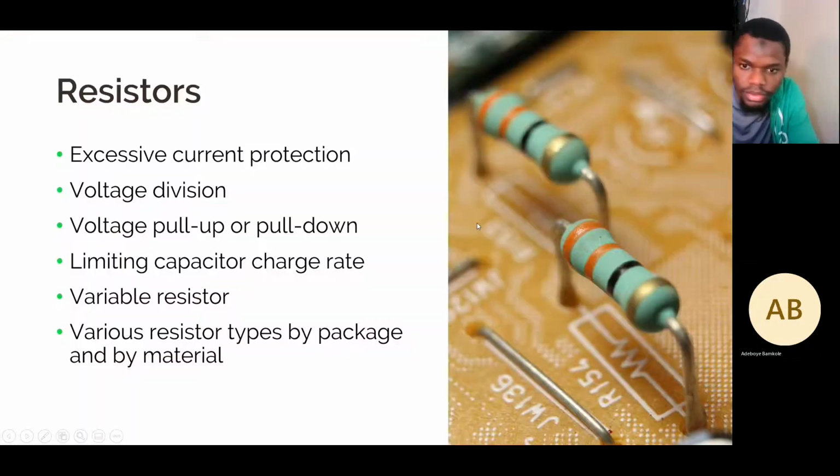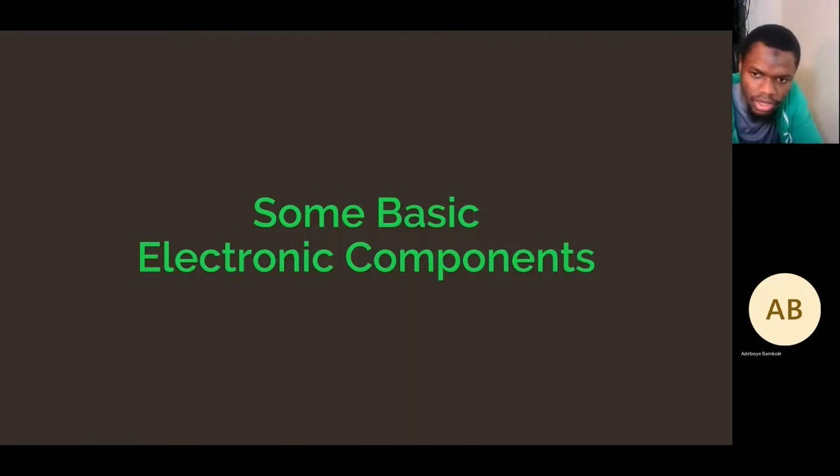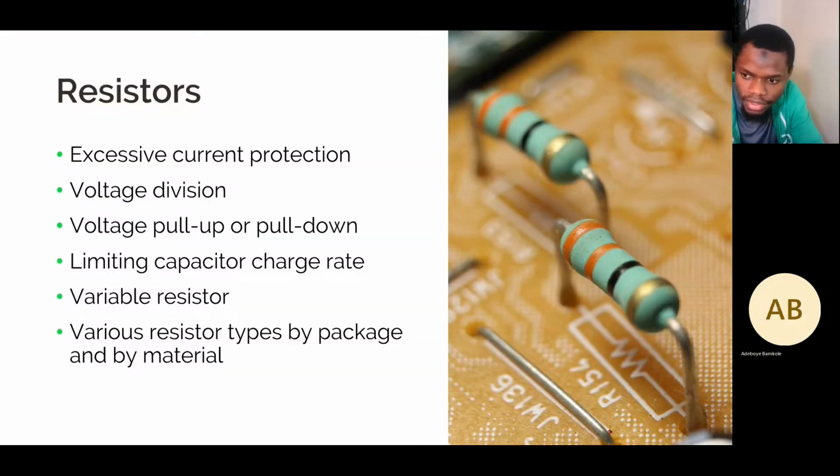Let's continue. Let's talk about some basic electronic components, the ones that you find in almost every circuit design out there. Let's start with resistors. Resistors are components that are usually used to limit the amount of current that flows, just like we explained earlier when we were talking about resistance. So they help to protect against excessive current flow.